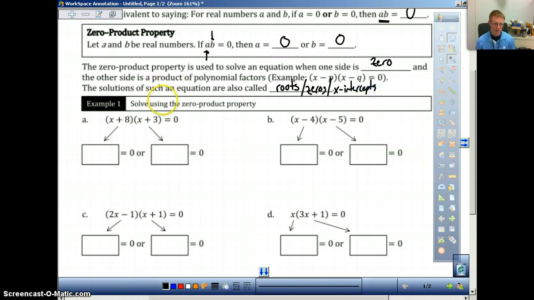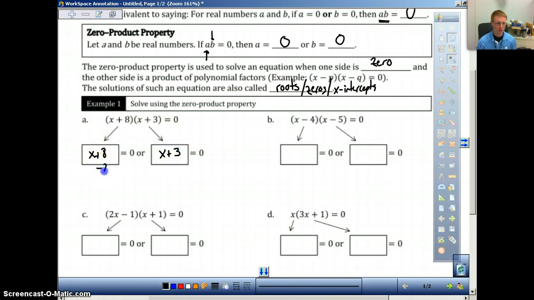So here's what this means. When you have something that's factored and it's set equal to 0, what we're looking at is we want to know what values will make this 0. Well, we just got done saying if I can get this entire factor to be equal to 0, then the entire thing will be equal to 0. Same thing here. So what we can say is if x plus 8 is equal to 0, or if x plus 3 is equal to 0, that's going to be my solution.